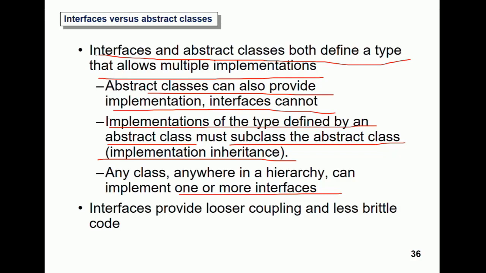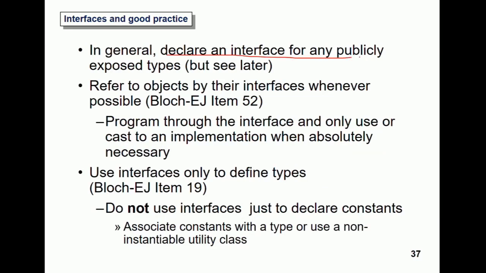Unlike plain old traditional inheritance, where you can only extend one class at a time, with interfaces you can implement more than one interface. Interfaces provide looser coupling and less brittle code. Declare an interface for any publicly exposed type. So if you have a publicly exposed type, you should always create an interface for that. Refer to objects by their interfaces whenever possible. That's Joshua Bloch's item 52 if you want more information on why that is.